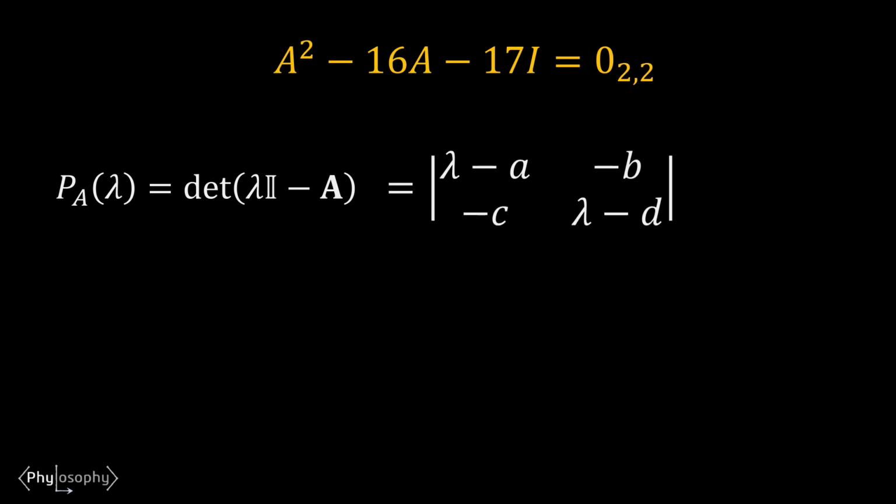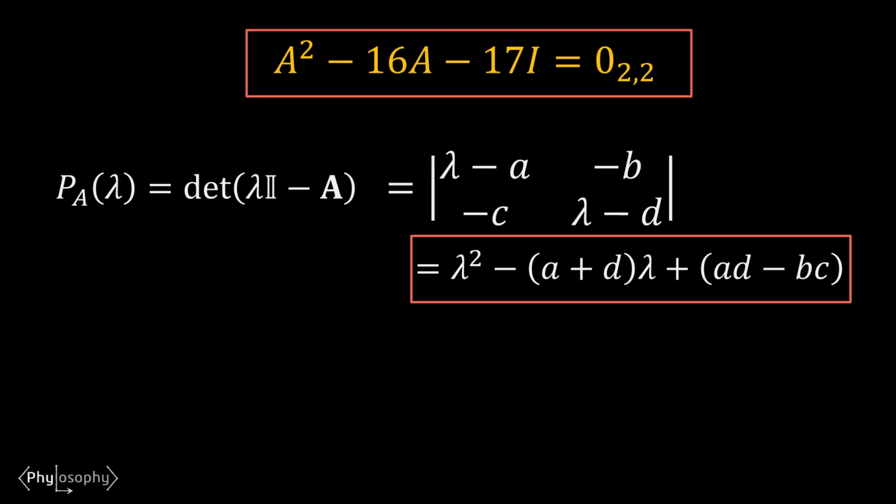Lambda minus a, minus b, minus c, lambda minus d. So if you calculate it, it will give you (lambda minus a) times (lambda minus d) minus bc. And this is equal to lambda squared minus (a plus d) times lambda plus ad minus bc. Now for lambda equal to A, it should satisfy the given equation. Therefore, if we compare both these equations, then we can write a plus d equals 16 and ad minus bc is equal to minus 17.